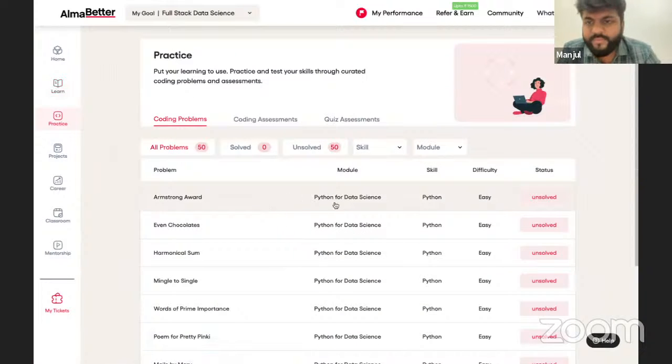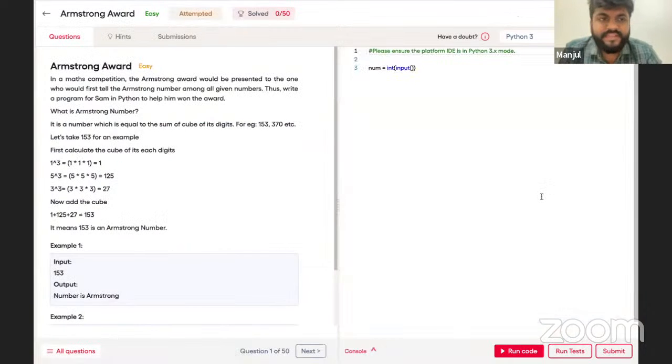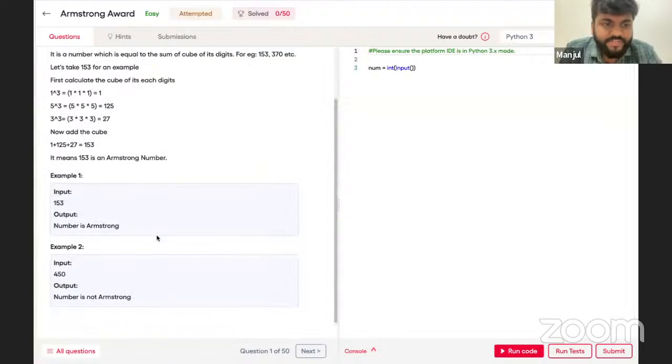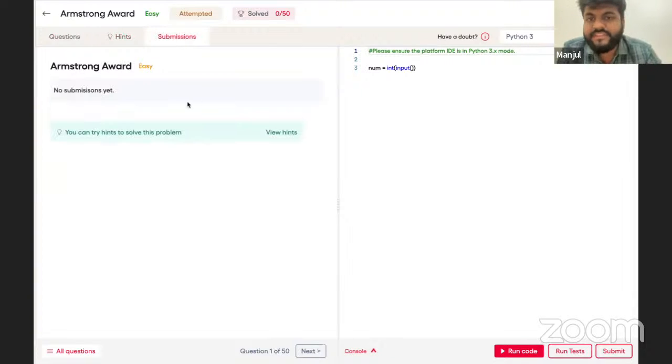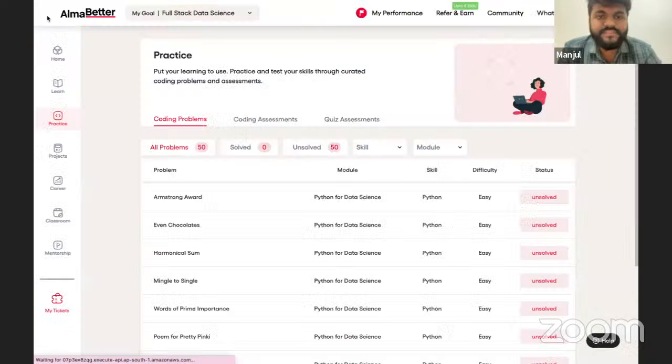Then we go to the practice questions, where you will have a lot of questions waiting for you, starting from the coding problems to the coding assessments to the quiz assessments that we have. You can just click on any of the questions. You will have a question here. You can solve it here. If you want a hint, you can even get it here. If there is no hint available, obviously you will not get it. And you can just submit all these questions here and get your answers from here. So side by side, you will be learning things, and you will also be practicing on all those topics that you have learned.